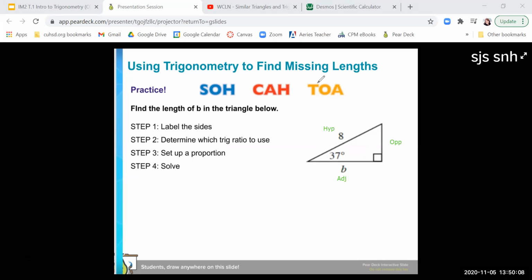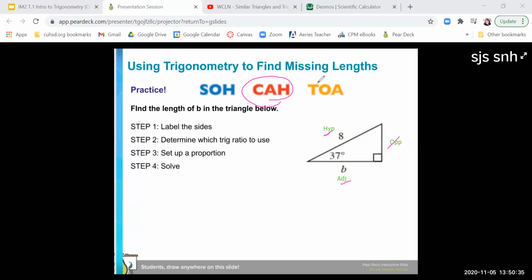Now notice how this time the opposite doesn't seem to have anything useful for us. We want to compare the adjacent, which is what we're trying to find, to the hypotenuse, which is what we already know. So adjacent, hypotenuse, that's AH. That tells us to use cosine. So it's a slightly different start, but the process is very much the same.